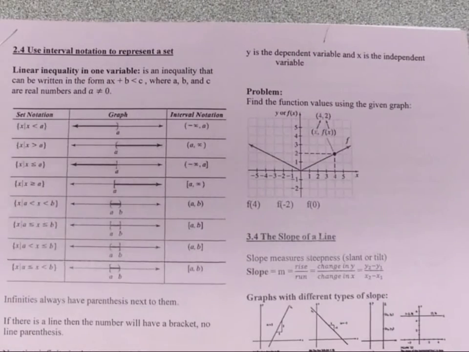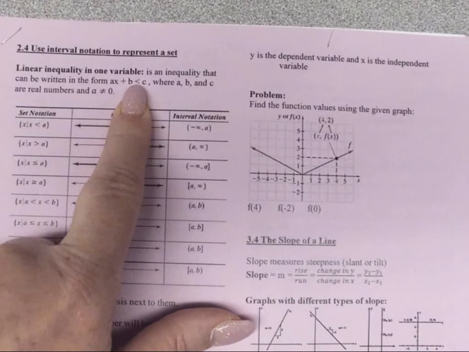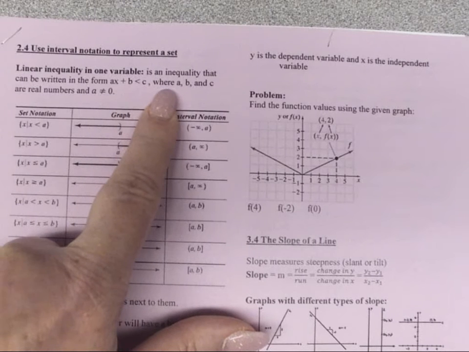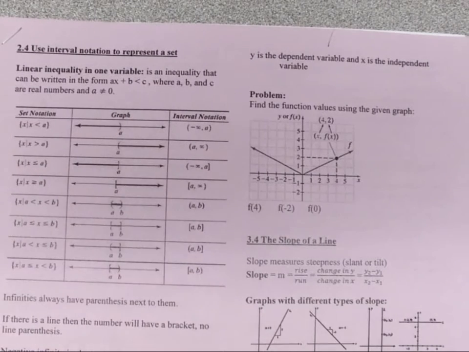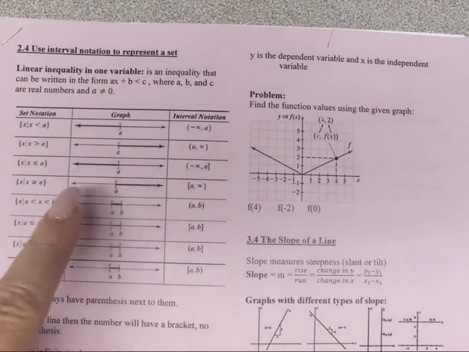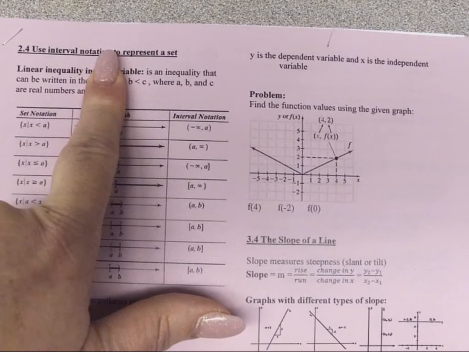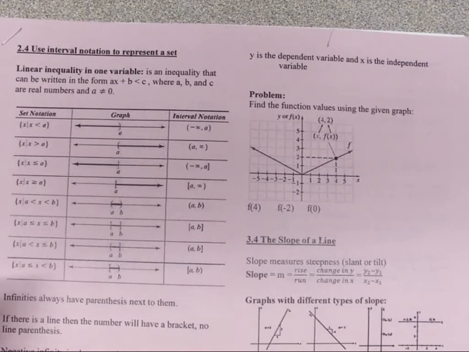Okay, so we're going to talk about using interval notation to represent a set. A linear inequality in one variable is an inequality that can be written in the form ax + b < c, where a, b, and c are real numbers and a cannot be equal to 0. Because if a is equal to 0, that makes that first term go away and you just have a number less than a number: b is less than c.